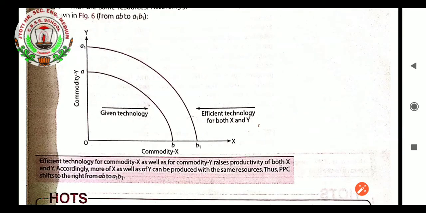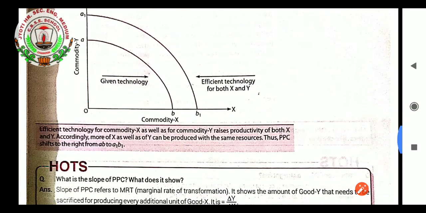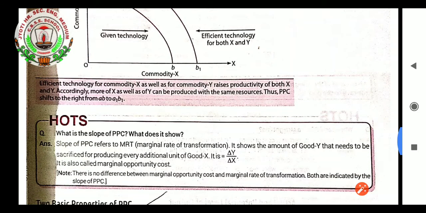Efficient technology for commodity X as well as for commodity Y raises productivity of both X and Y. Accordingly, more of X as well as of Y can be produced with the same resources. Thus, the PPC shifts to the right from AB to A1B1.